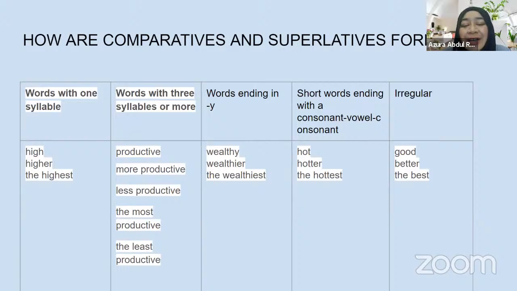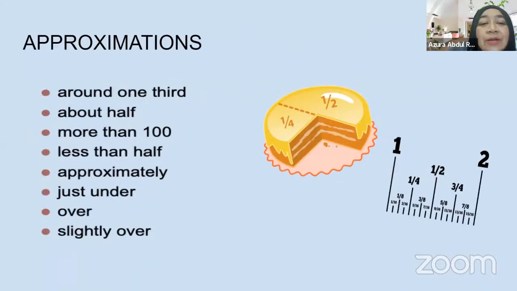The ones that you may be worried about are the irregulars, but again, there are not that many. So for words with one syllable, words with 3 syllables or more, words ending with Y, words ending with consonant, vowel, consonant, this is how you do it. Okay, and this is knowledge for you to use for your task 2 as well. All right. Now we come to approximations.